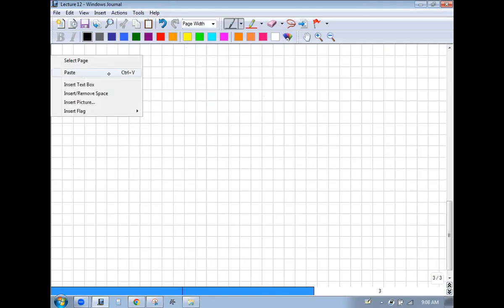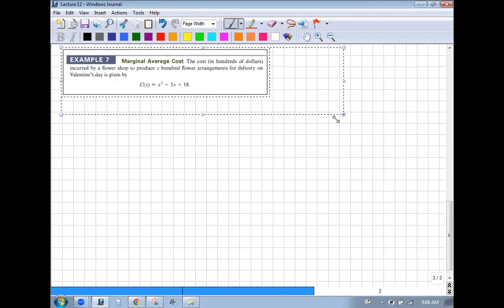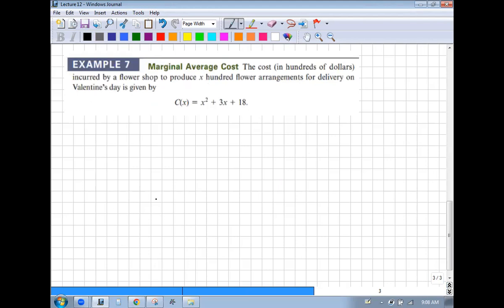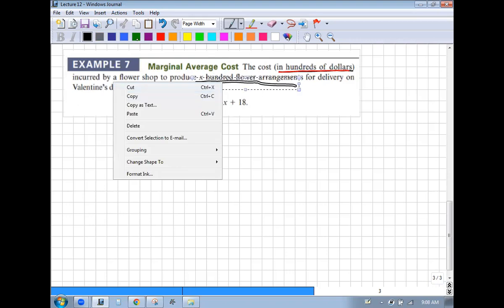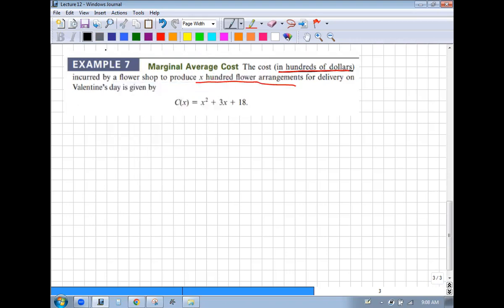So what we want to do is take this paragraph and dissect it so it just becomes like that checkpoint problem. The cost in hundreds of dollars, don't forget that. I always forget those. Incurred by a flower shop to produce X hundred flower arrangements. So here both the input and the output is in hundreds. Don't want to forget that. It's an easy way to screw things up, right? On a multiple choice test.